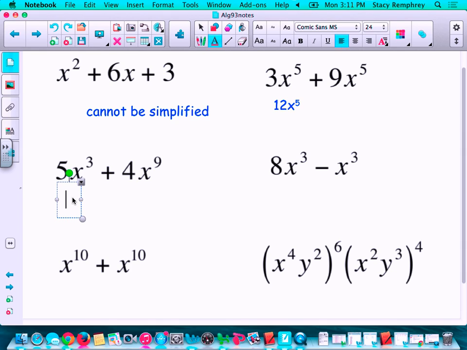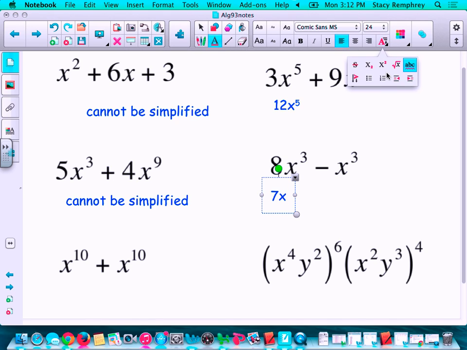This one, combining like terms, this cannot be simplified. These are x cubes, these are x to the 9th. That's as far as you can go. In this example, 8x cubed minus x cubed, this is a very popular question that people get wrong. I have 8x cubes. You take away 1. This is like a 1 is here. So if you had 8 books and someone took 1 book, you'd be left with 7 books, or 7x to the 3rd. This is not 8. If you have a question on that, make sure to ask me.